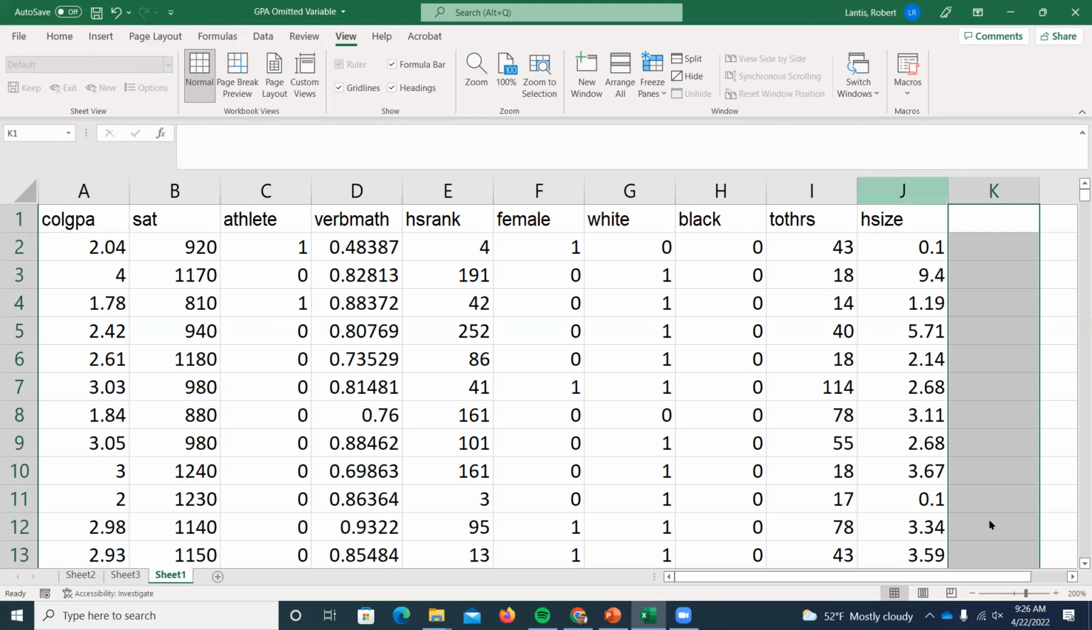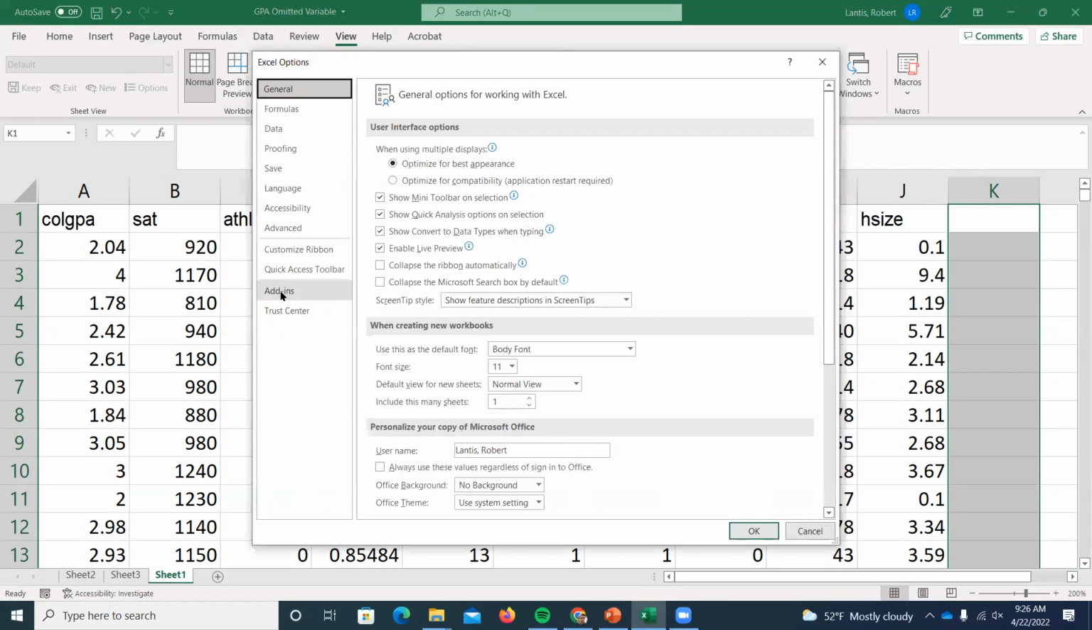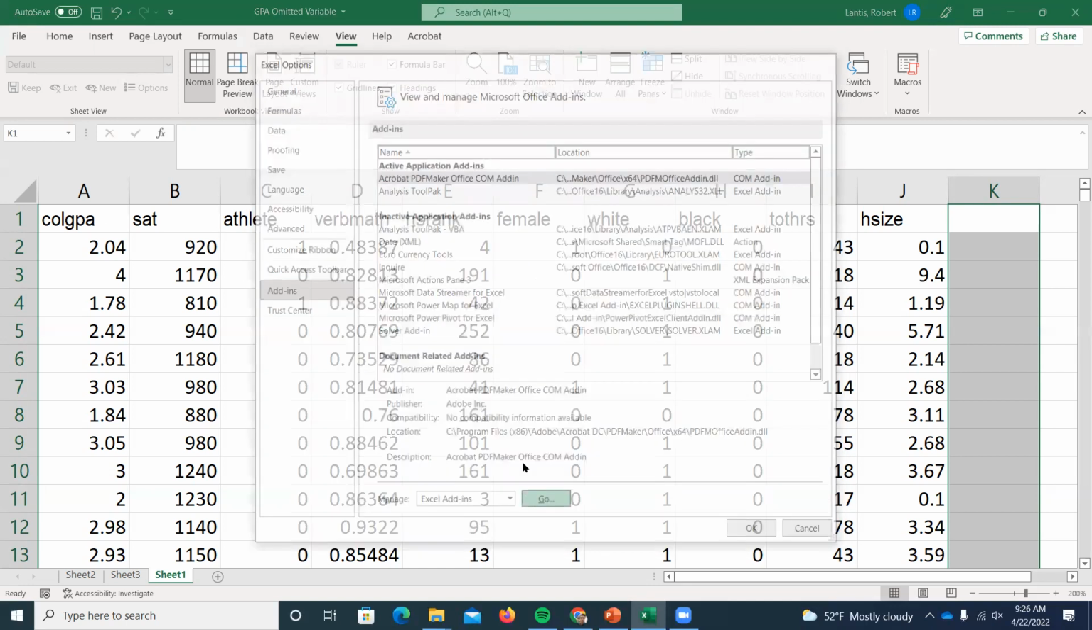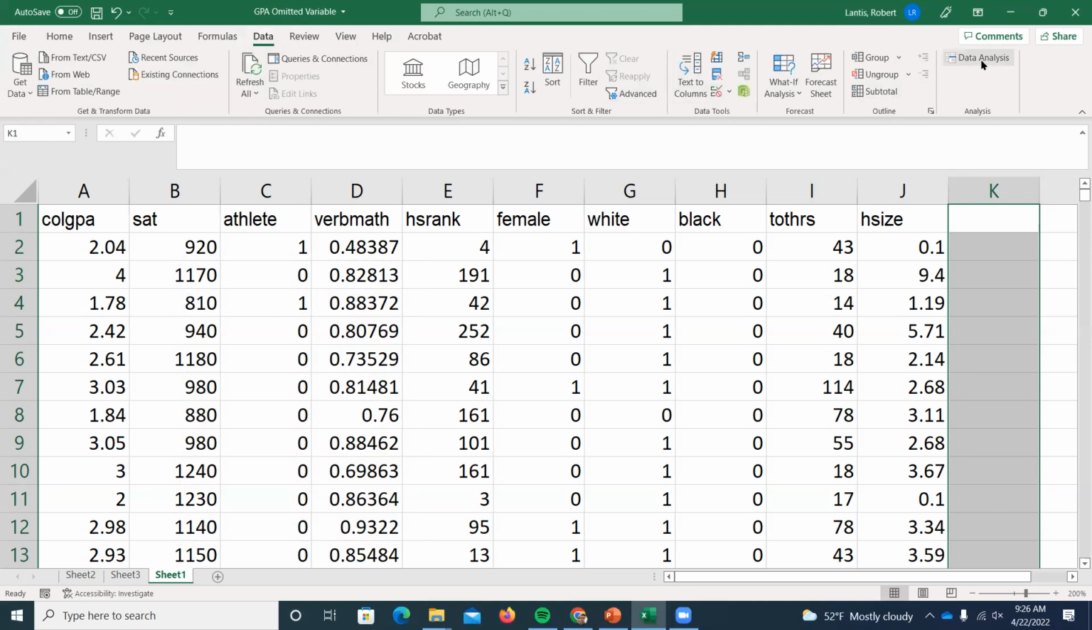So I'm going to go up here. As we said last class, just a reminder, on a Mac, instead of going to File, Options, you'll go up to the Tools tab in the toolbar at the top, and you should see this add-ins option. We'll manage our add-ins and make sure that Analysis ToolPak is selected. And then under our Data tab, we should now have this Data Analysis.